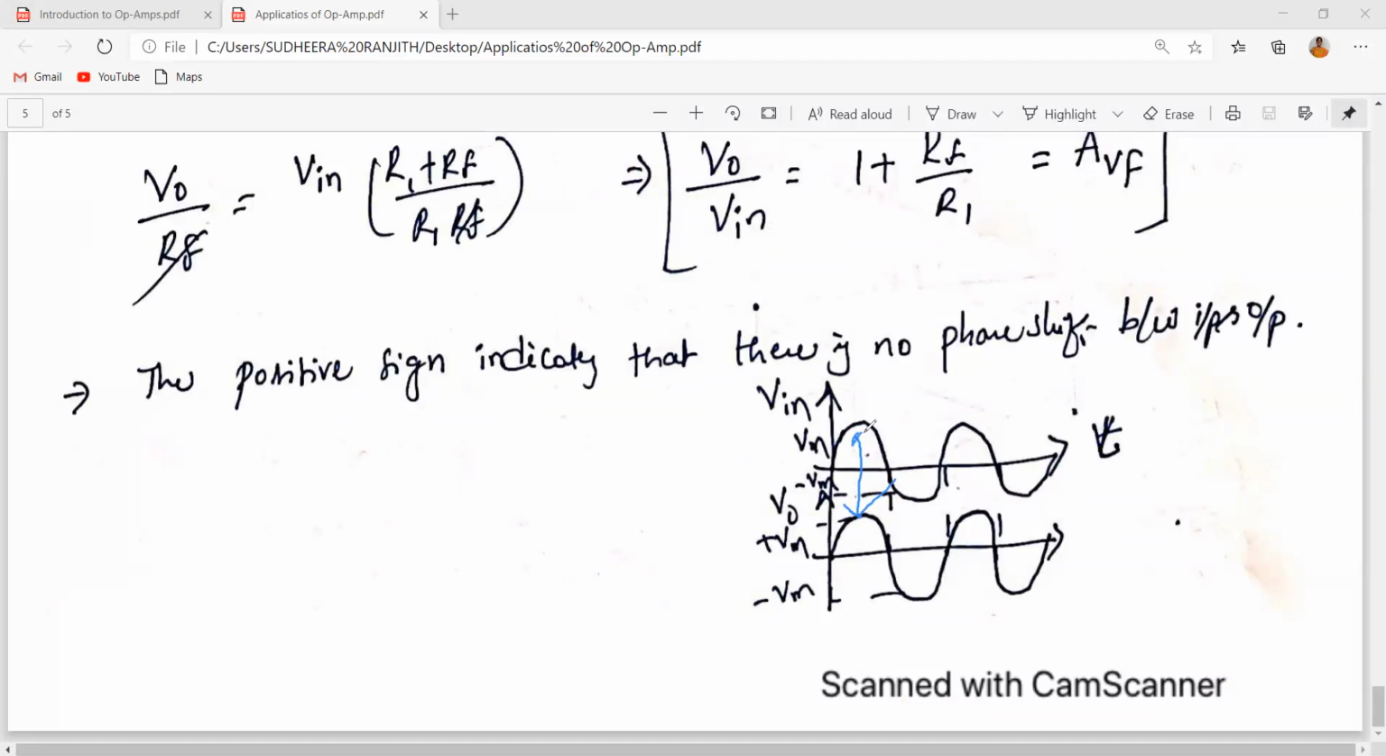So this is about the non-inverting amplifier. Is it clear, all of you? The inverting amplifier and non-inverting amplifier are the basic applications of the operational amplifier. Is it clear? Yes, sir.